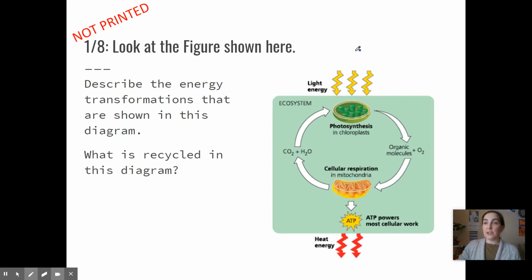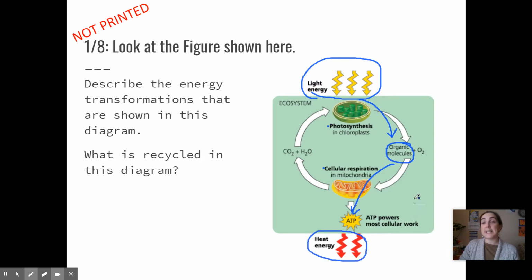Hopefully, when you thought about energy transformations, in addition to just naming them, there are two main ones here, photosynthesis and respiration. You also kind of described photosynthesis transforms light energy into energy that's stored in the bonds of organic molecules. So that's the transformation in photosynthesis. Then cellular respiration takes the energy in those organic molecules and transforms it into ATP. And of course, in both of those processes, some of the extra energy is lost as heat.